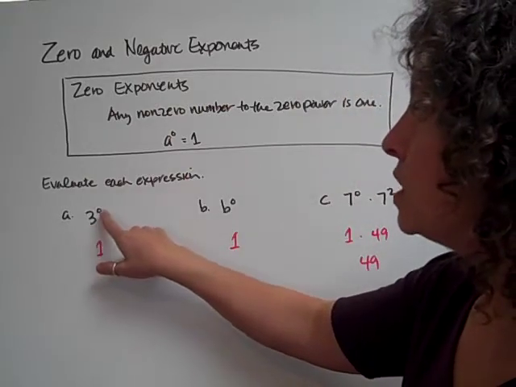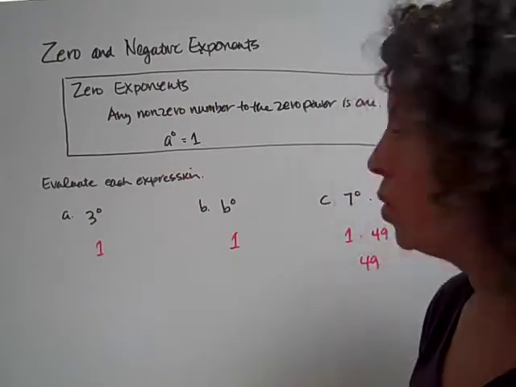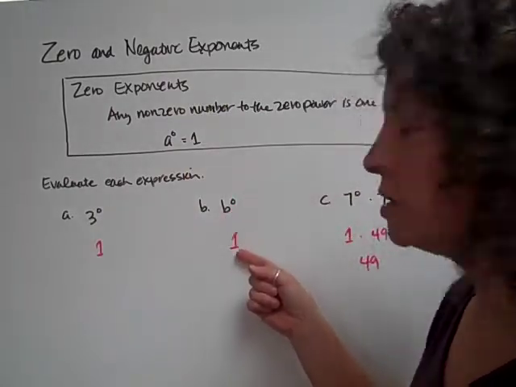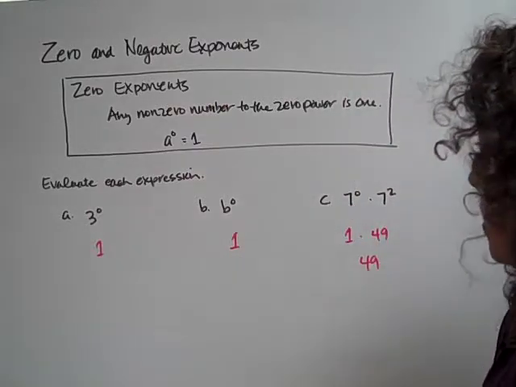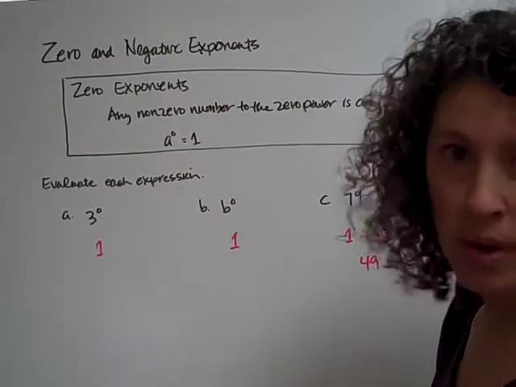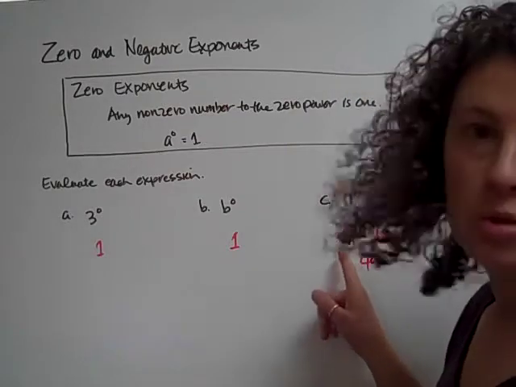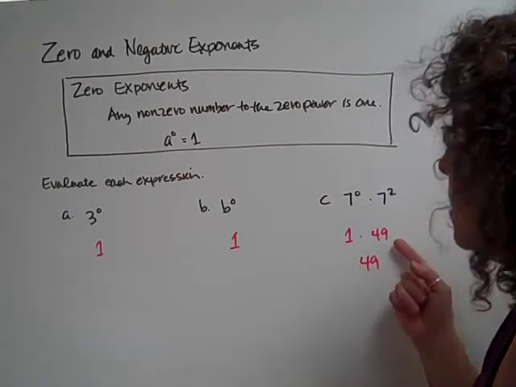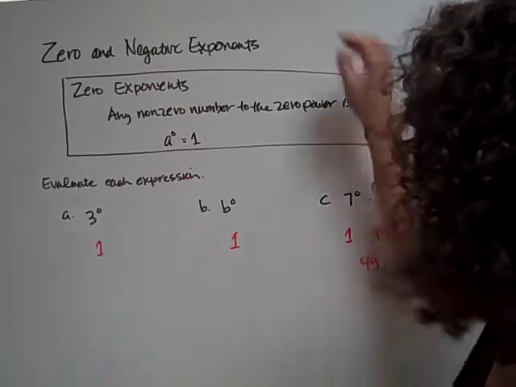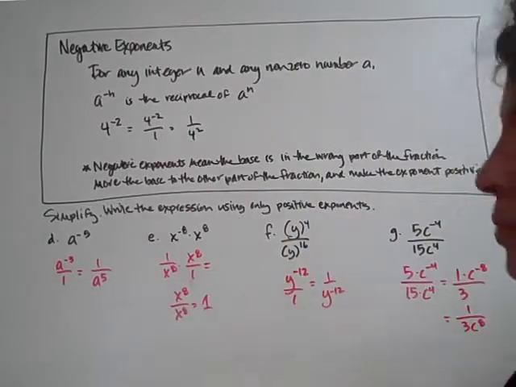So 3 to the 0 power, that's going to be just a 1. B to the 0 power, so we've got a variable here, that's also going to be just 1. Let's look at one more. 7 to the 0 power times 7 to the second power. So 7 to the 0 power is 1, and 7 to the second power is 49. So we end up with 1 times 49, which is 49. All right, so our 0 power, pretty straightforward.